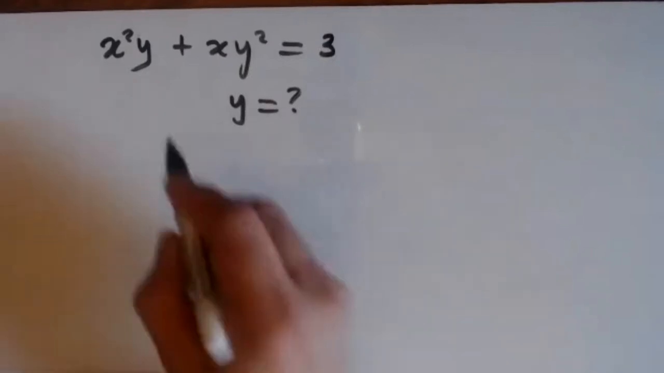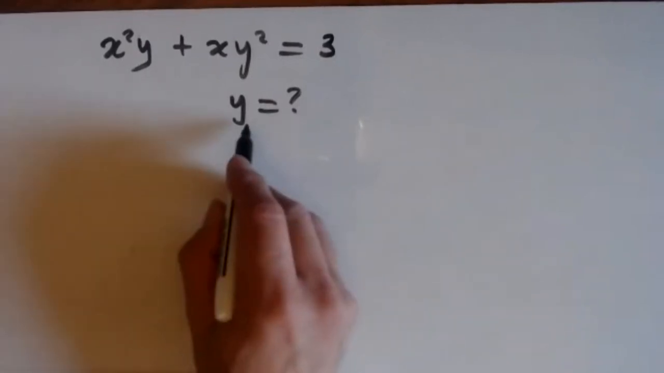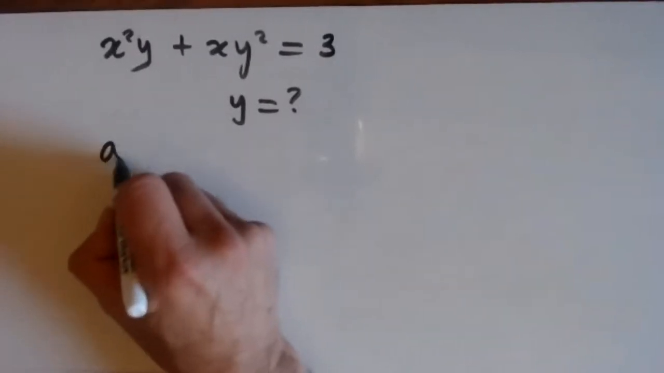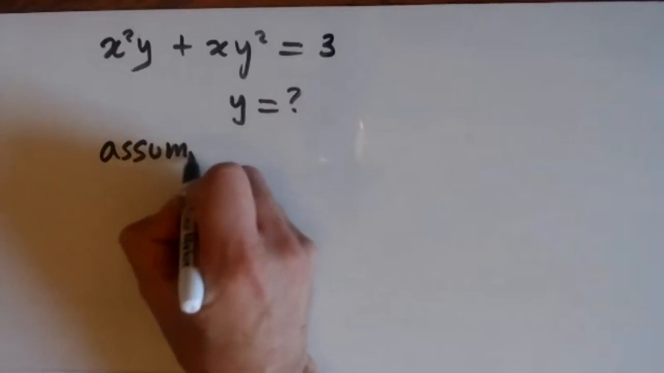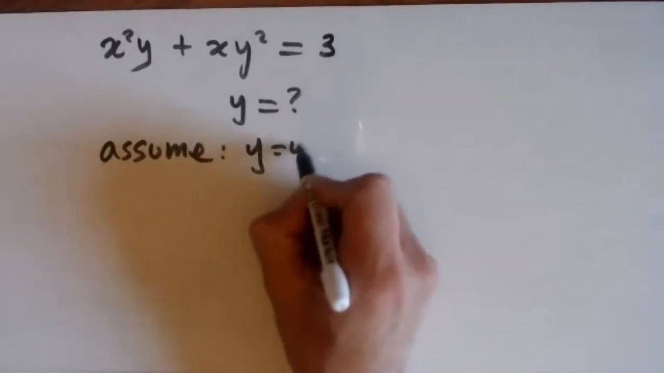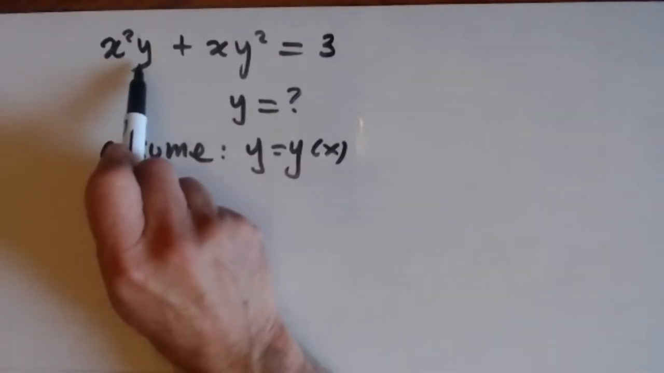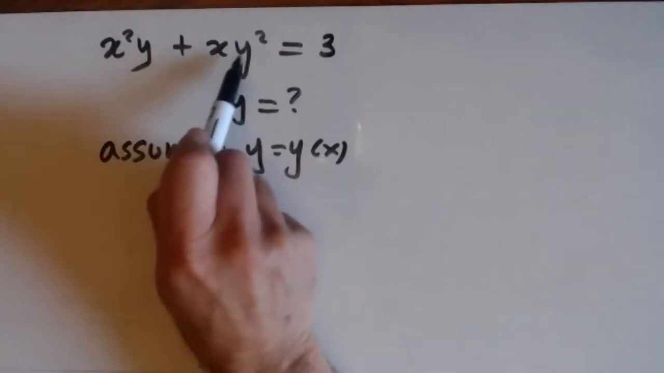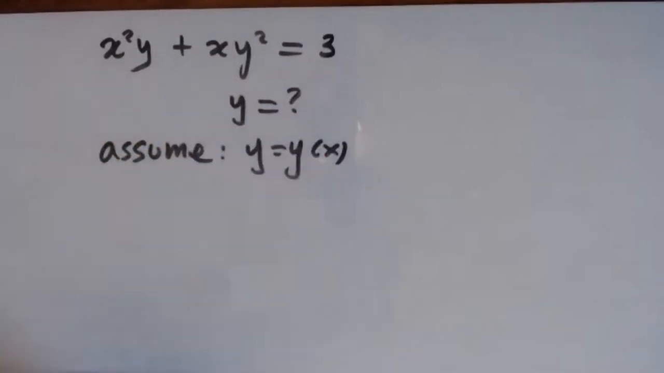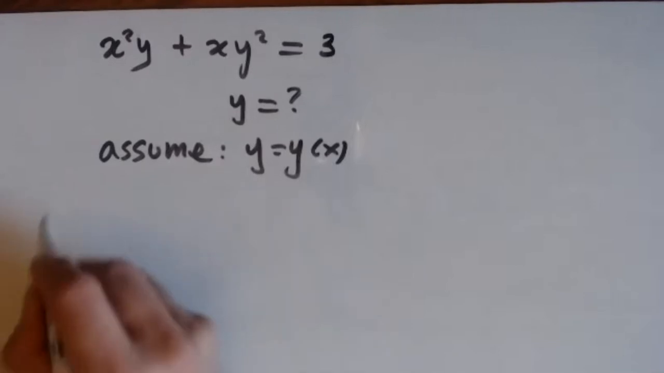So how can we solve this without solving for y? Well, the first thing, we're going to assume y is a function of x. Then this expression is x squared times a function plus x times a function squared equals something. So remember to take the derivative of both sides.